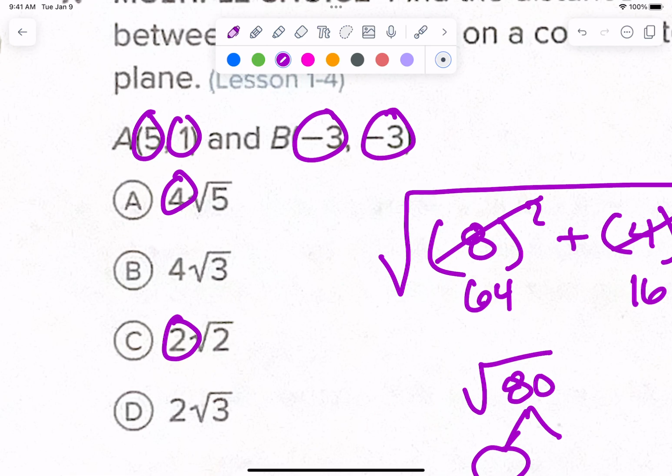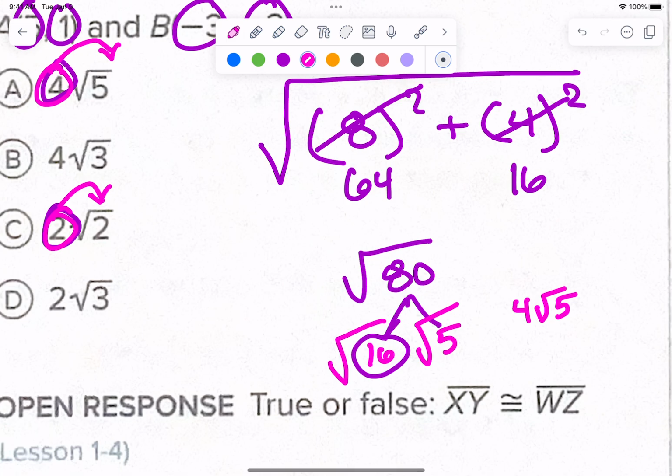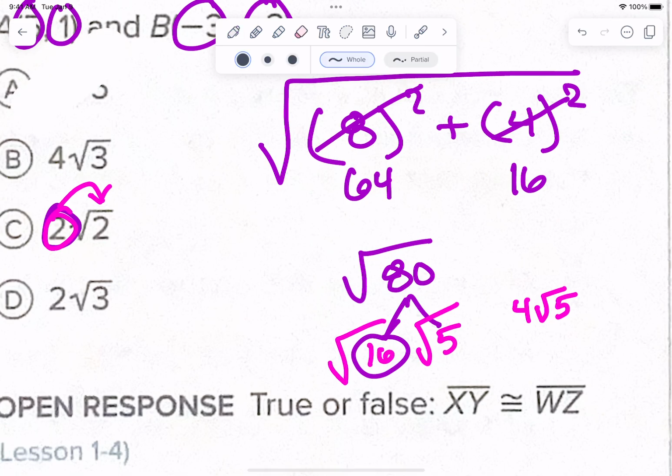So if a 2 is on the outside, what number was inside of here? 4, right? If a 4 is on the outside, what number was inside of there? 16, does that make sense? So let's try 16. 16 and 5. The square root of 16 is 4, and the square root of 5 just stays. So 4 square root of 5, so we're looking at A.